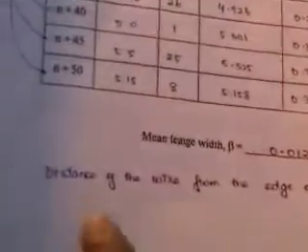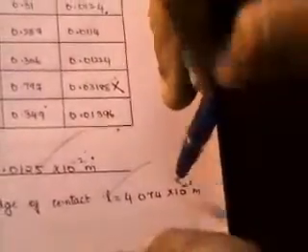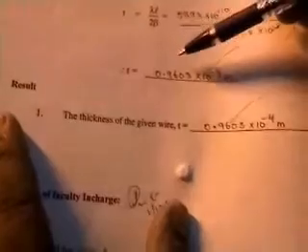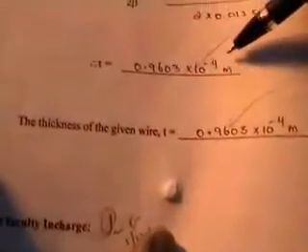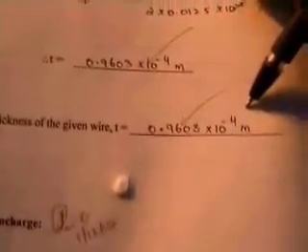So we have the mean fringe width and we also have the distance of the wire from the edge of contact. So after we substitute lambda of sodium vapor lamp, the thickness of the wire t is lambda L by 2 beta. So substitute all the values and the thickness or the diameter of the wire turns out to be 0.9603 into 10 power minus 4 meters or 0.09 into 10 power minus 3 meters. So we have determined the thickness of the given wire using the interference pattern obtained by setting up the air wedge arrangement.